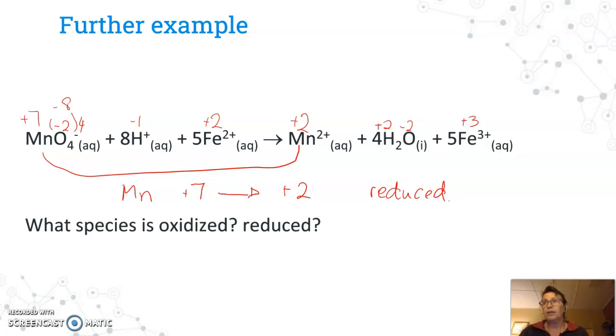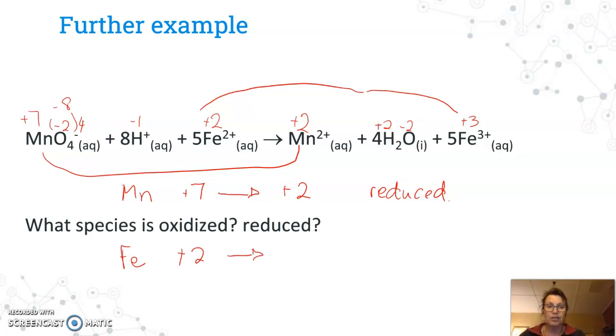Okay, let's have a look at the other one. In this instance, we're paying attention to the iron. Having a look at these two, iron started off being +2 on the left-hand side, and when we finished our reaction, it was +3. I've got an increase in my oxidation number, so therefore we've got an oxidation reaction happening here.